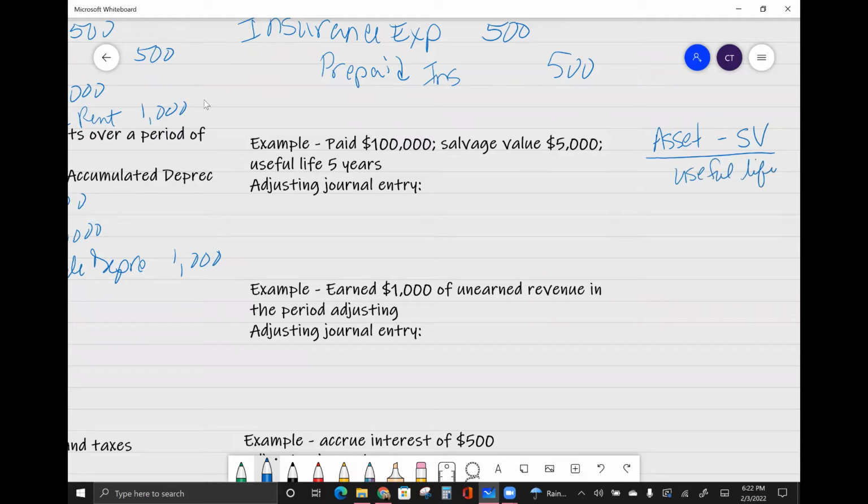That's how we're going to calculate how much it is. So we have 100,000 that we paid for it. It's going to be worth 5,000 at the end of that 5 years. And then I'm going to divide it by 5. That's how I'm going to calculate how much it is for each year, because I'm dividing by years, not months. So it'll be 95,000 divided by 5.